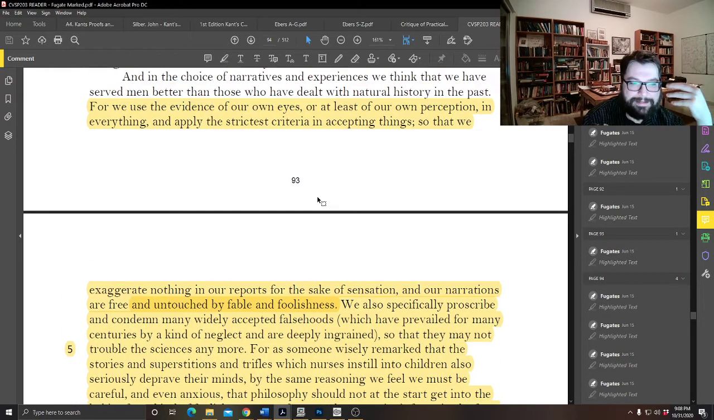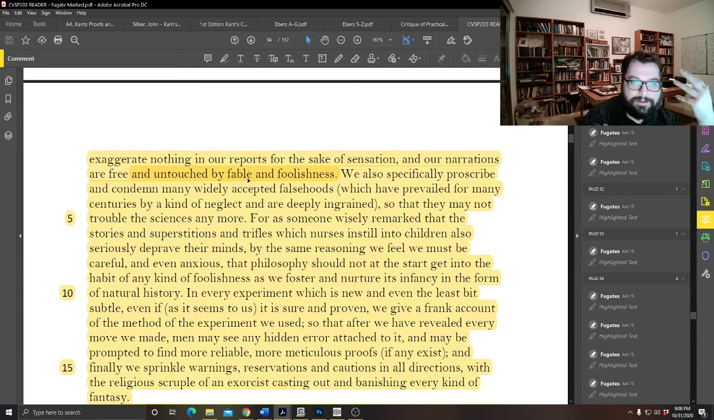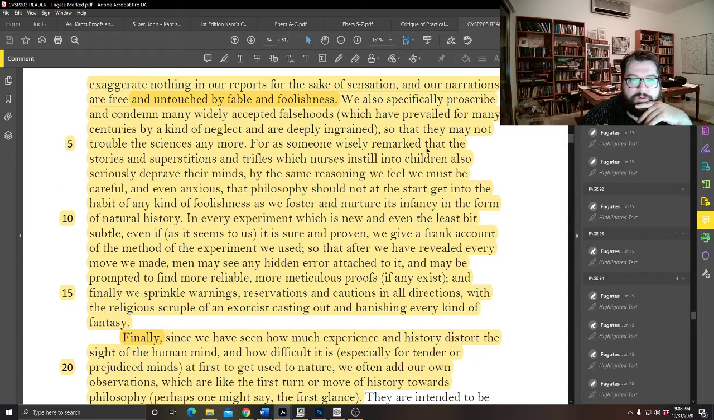This is good advice on how you write a research report in the sciences, right? You don't exaggerate. You don't fill it with fable and foolishness and myths and stories, which is what was done at the time. We also specifically proscribe and condemn many widely accepted falsehoods so that they may not trouble the sciences anymore. For as someone wisely remarked, the stories and superstitions and trifles which nurses instill in children also seriously deprave their minds. By the same reasoning, we feel that we must be careful and even anxious that philosophy should not at the start get into the habit of any kind of foolishness as we foster and nurture its infancy in the form of natural history.